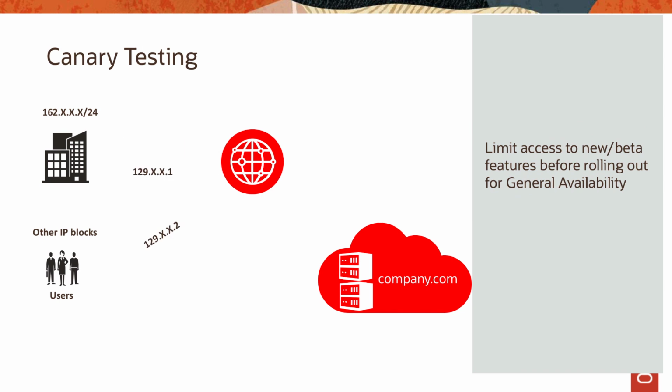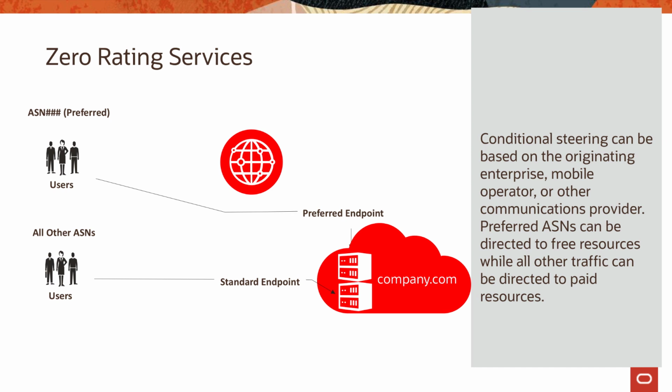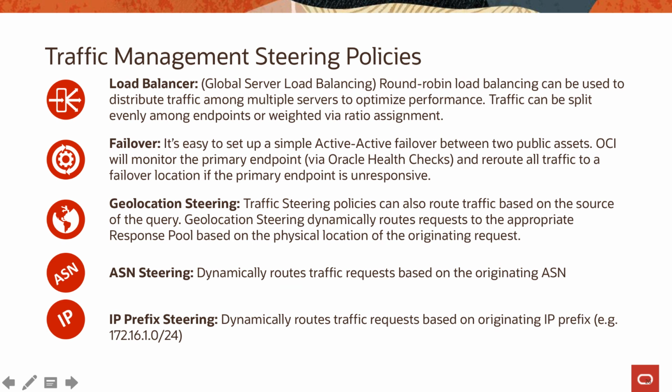Then a couple more examples where you can use the IP prefix for canary testing, or use an ASN number for steering your traffic to a particular workload within the cloud. Let's go and take a look at the different traffic management policies available within OCI. So you have a load balancer traffic management steering policy. You have failover, geolocation steering, and then ASN steering and IPv6 steering.